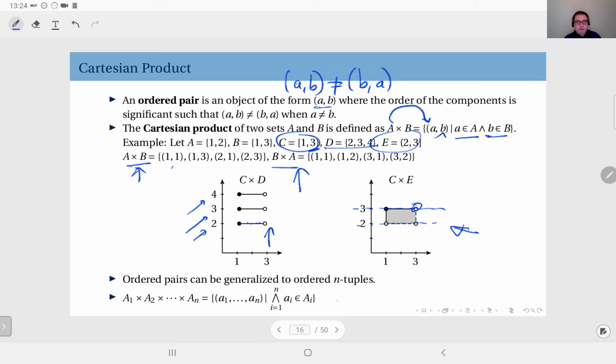Of course, we can generalize ordered pairs to ordered n-tuples, right? If you have n sets having a Cartesian product, you can define this as the set of ordered n-tuples, and the order here is important, where each of these components is taken from each of these sets in the specific order.